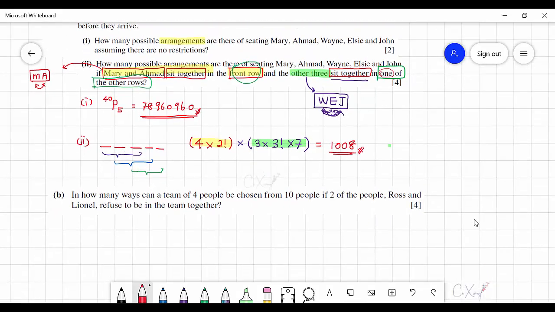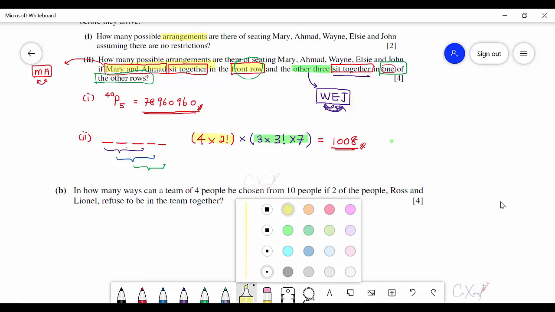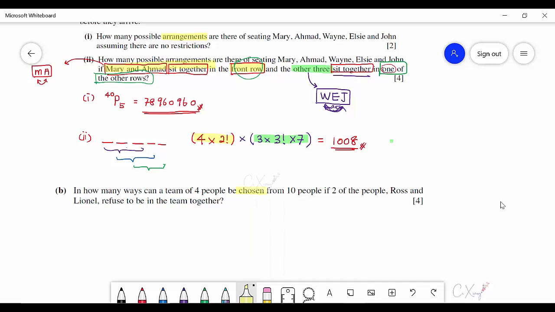Okay, so for part number B, in how many ways can a team of 4 people be chosen? Again, please highlight the keyword "chosen" here. The word chosen means that it involves combination, which is nCr. So you want to select 4 people from 10 people, if Rose and Lionel refuse to be in the team together.